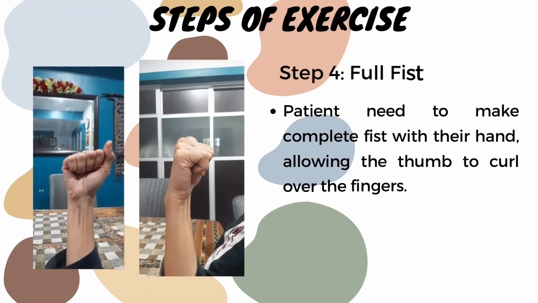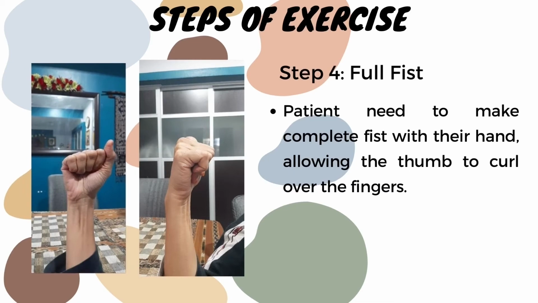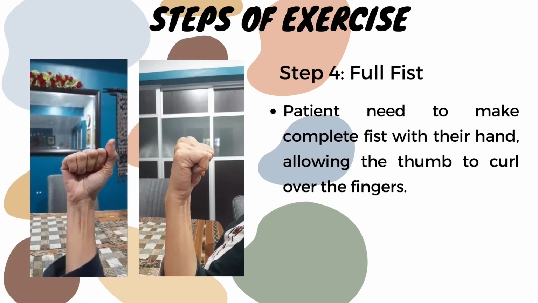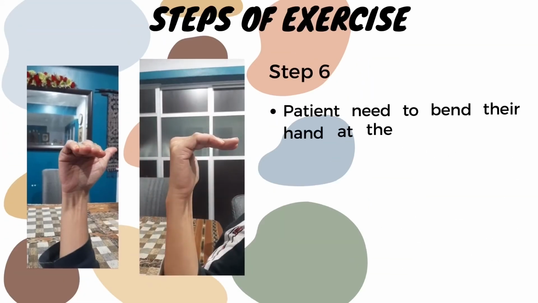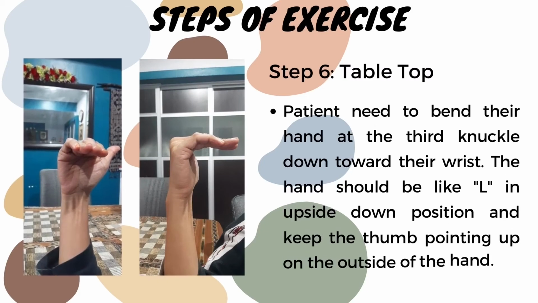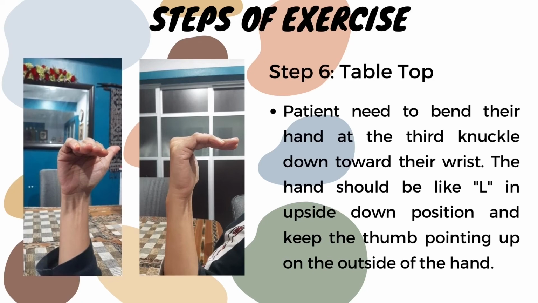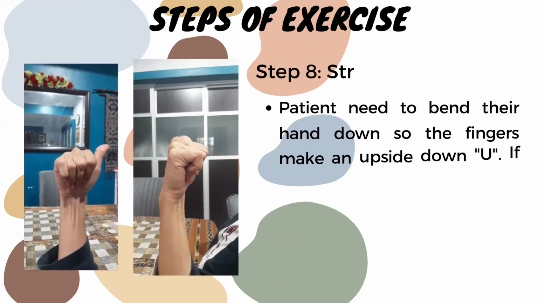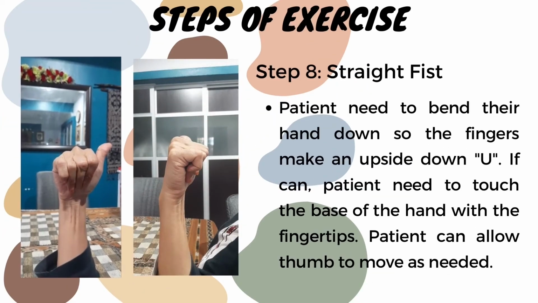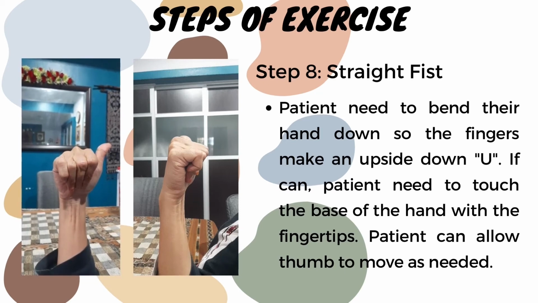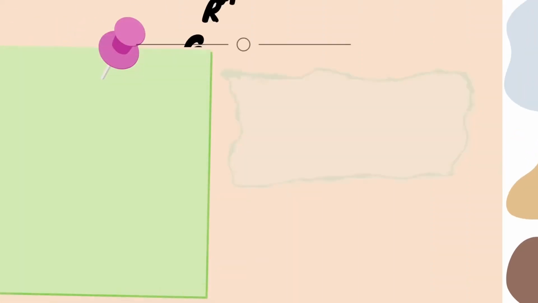Step 4 is the full fist position, in which the patient needs to make a complete fist with their hand, allowing the thumb to curl over the fingers. Step 6 is the tabletop position, in which the patient needs to bend their hand at the third knuckle down toward their wrist. The hand should be like an upside down L, keeping the thumb pointing up on the outside of the hand. Step 8 is the straight fist position, which needs the patient to bend their hand down so the fingers make an upside down U. If possible, the patient needs to touch the base of the hand with the fingertips. The patient can allow the thumb to move as needed.